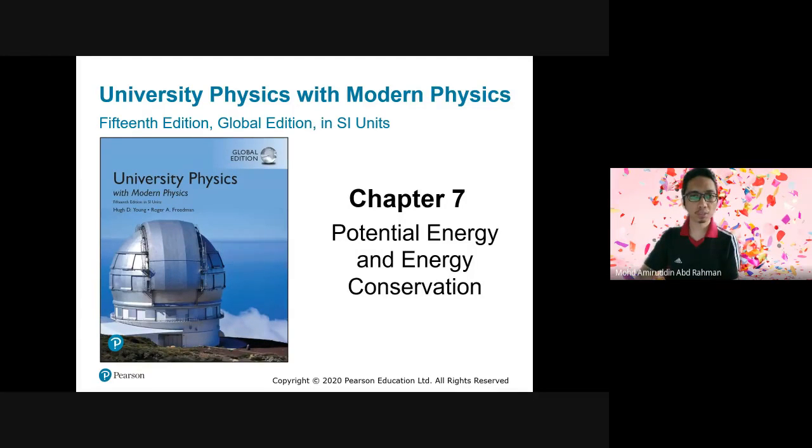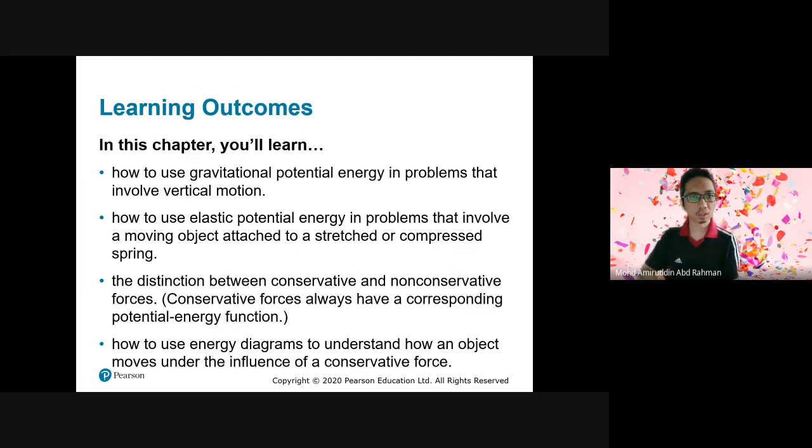So we are in chapter 7. We are discussing potential energy and energy conservation. We will learn about gravitational potential energy, because you already learned about gravitational acceleration and gravitational force. Now you also learn about gravitational potential energy, and how to use elastic potential energy as well. We will also cover the distinction between conservative and non-conservative forces, and how to use energy diagrams to understand how an object moves under the influence of a conservative force.